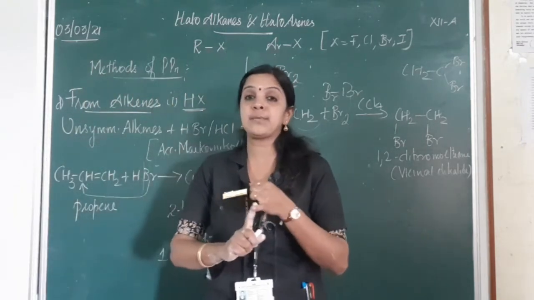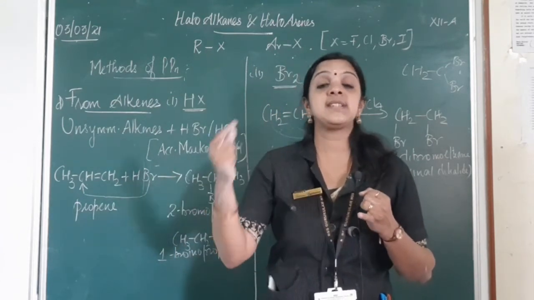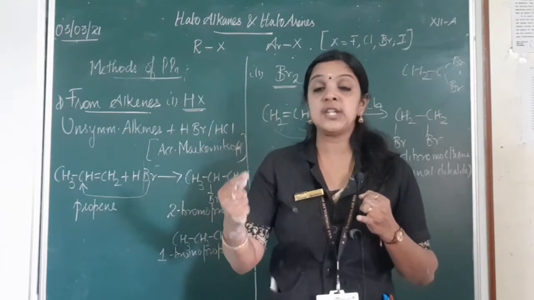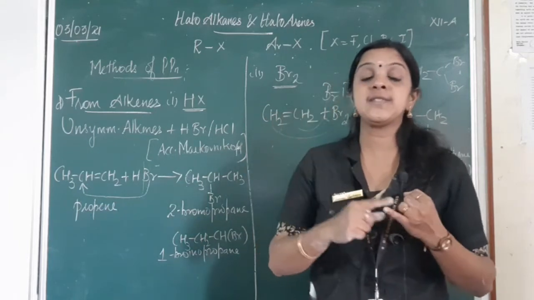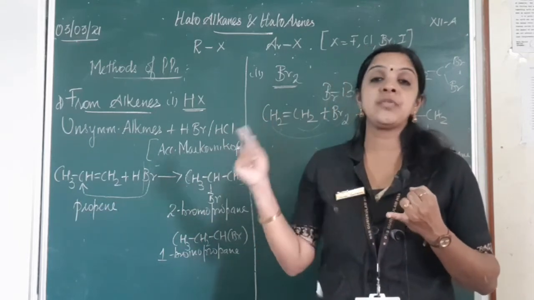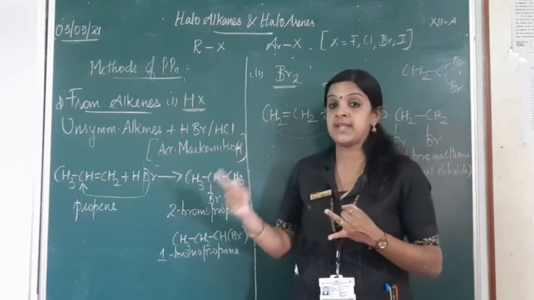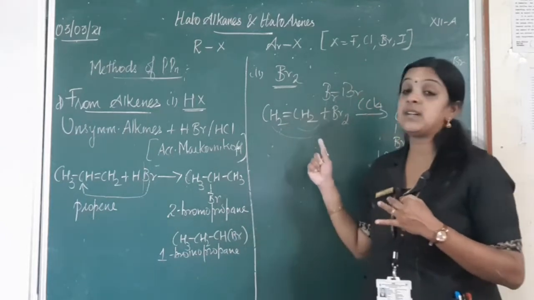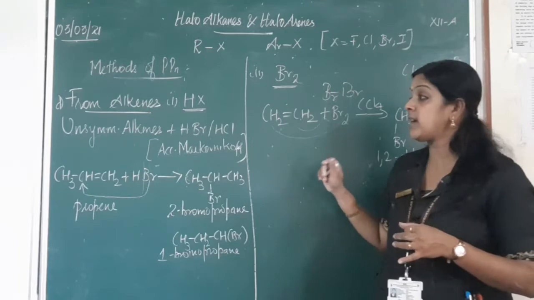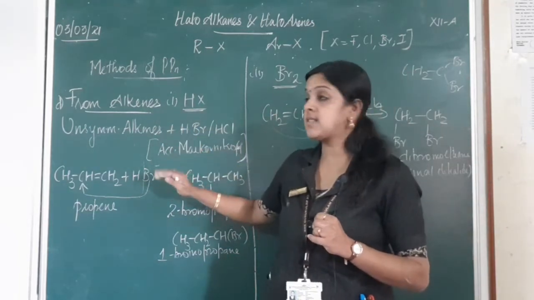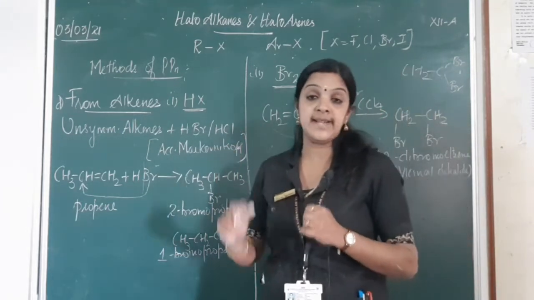So we have learned the preparations from alcohols. In that we learned from HCl, PCl3, PCl5, SOCl2 and X2. Then we learned from hydrocarbons. The first one is free radical halogenation, a continuous substitution reaction. Then we learned electrophilic substitution reaction with benzene and toluene. Then we learned the Sandmeyer reaction from aniline, how you get benzene diazonium chloride. And then the last one is from alkenes. First is Markovnikov rule, and the second is the preparation of vicinal dihalides.